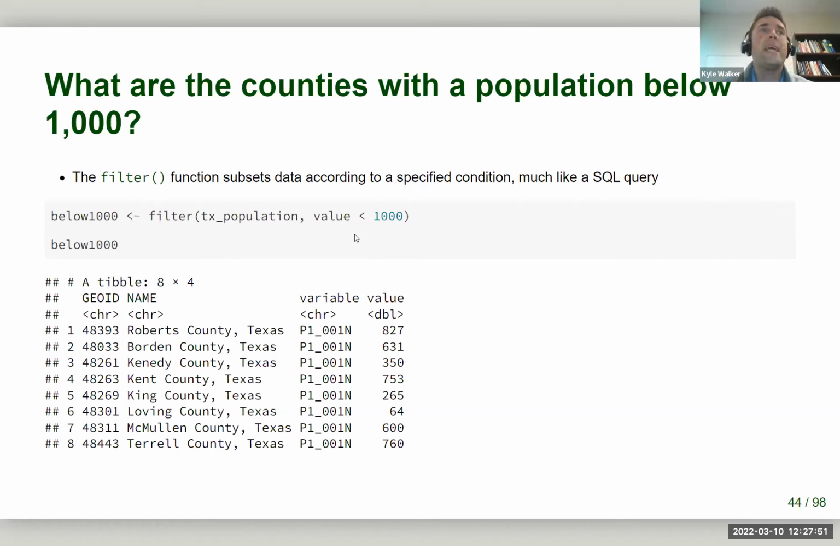And so in this particular case, we're creating a new object that we're calling below 1,000. It's going to represent only those counties in the state of Texas with a population below 1,000 people. And it knows to do that because of the expression that we've set here. Value is less than 1,000. So there are a variety of different conditional operators that can be used in R. I'll walk you through some of the most basic ones if you want to fiddle with this a little bit.